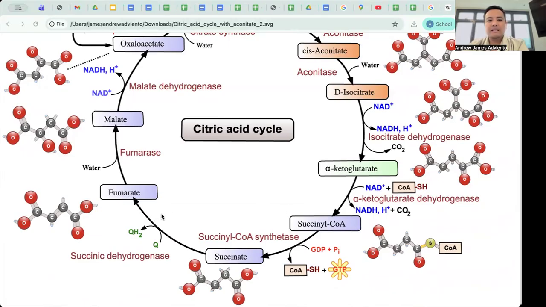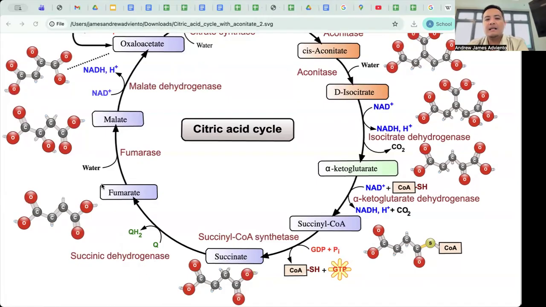Anyway, succinate in here is then oxidized to fumarate by the enzyme succinate dehydrogenase. This is unique because this enzyme is actually attached to the inner mitochondrial membrane. During this step, we produce FADH2, another electron carrier. Oh, they just name it QH2, but that is FADH2.